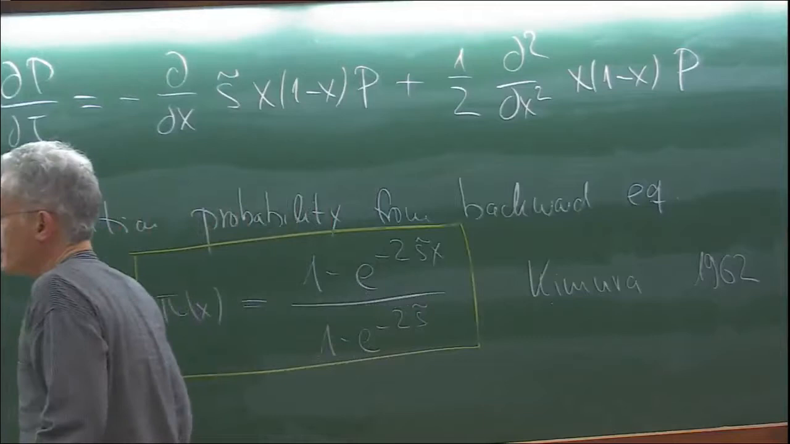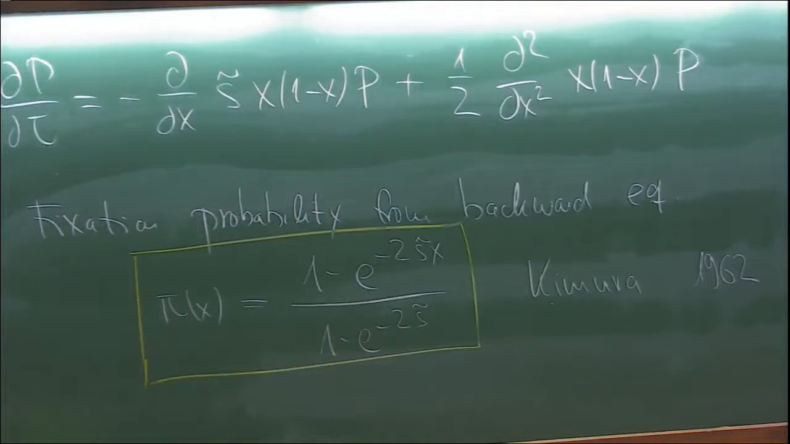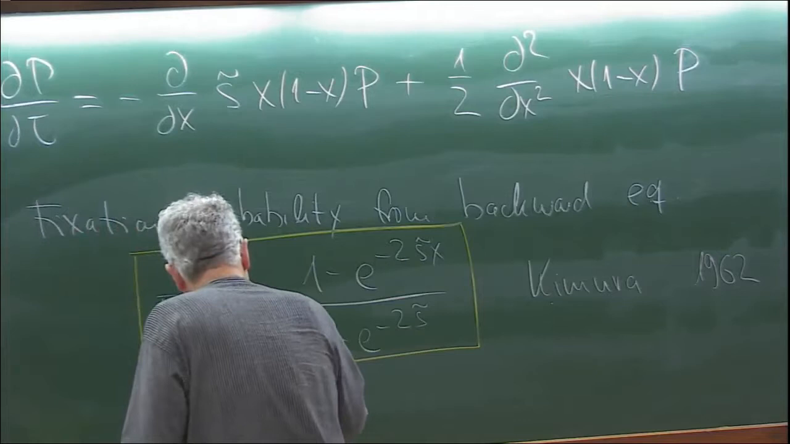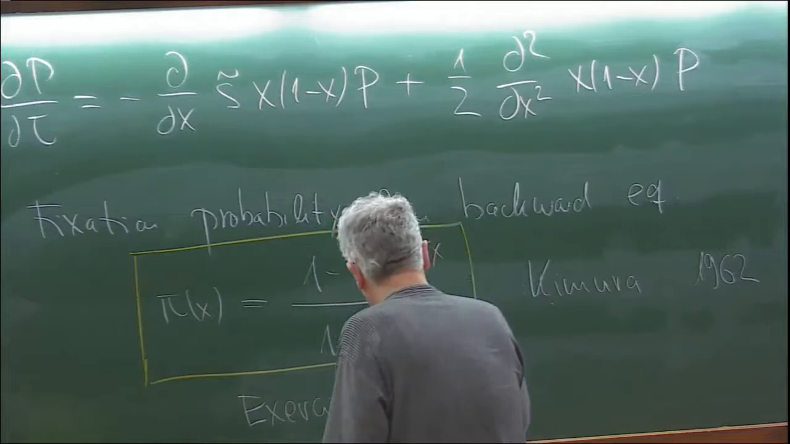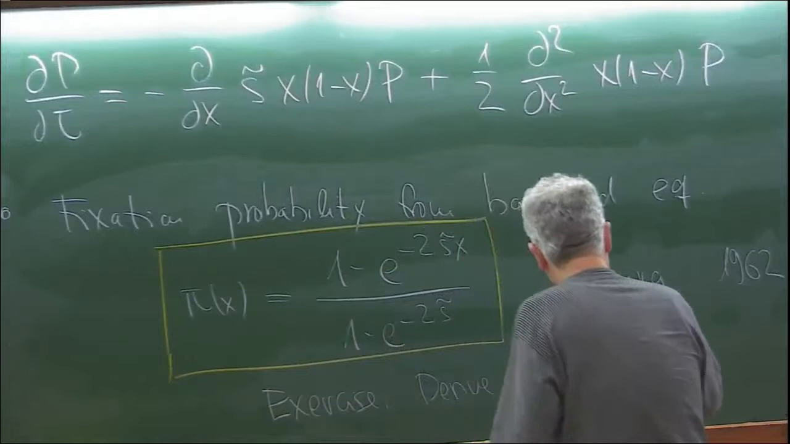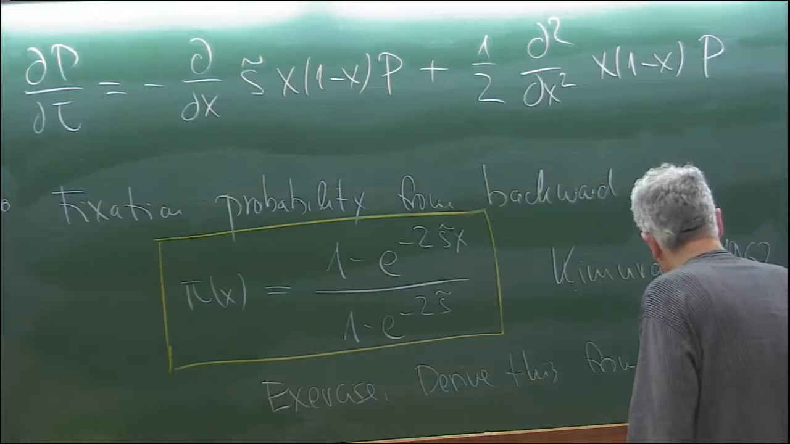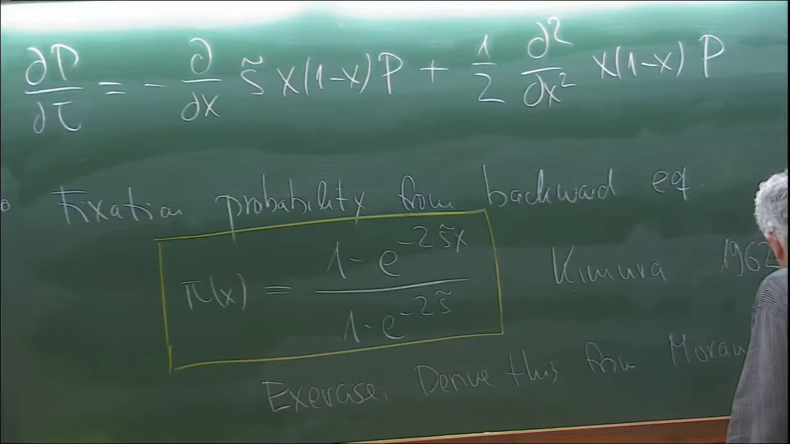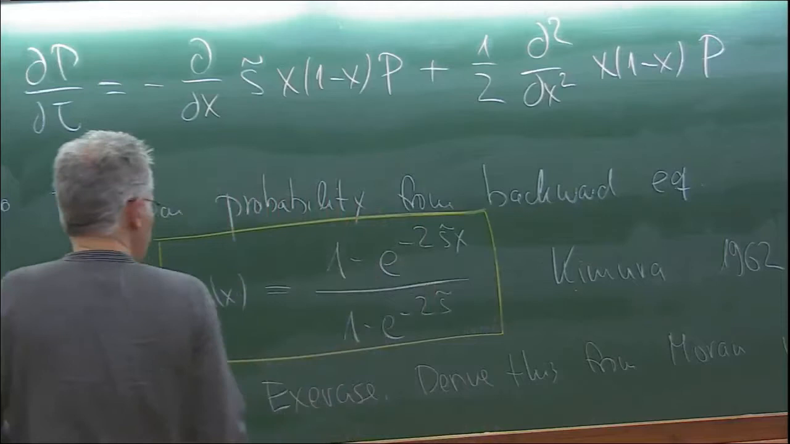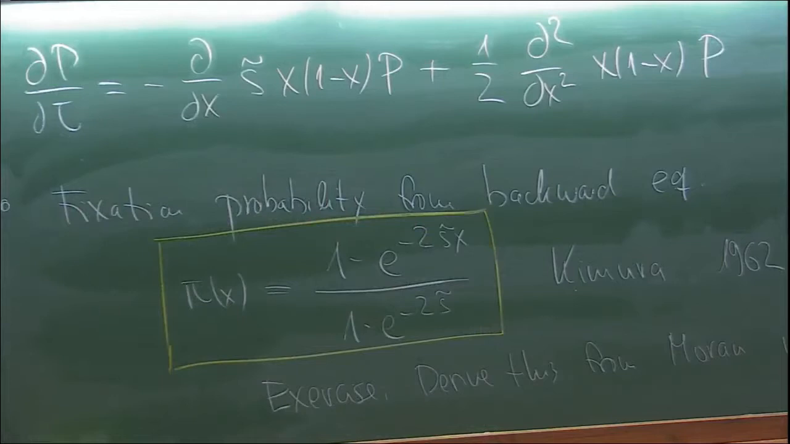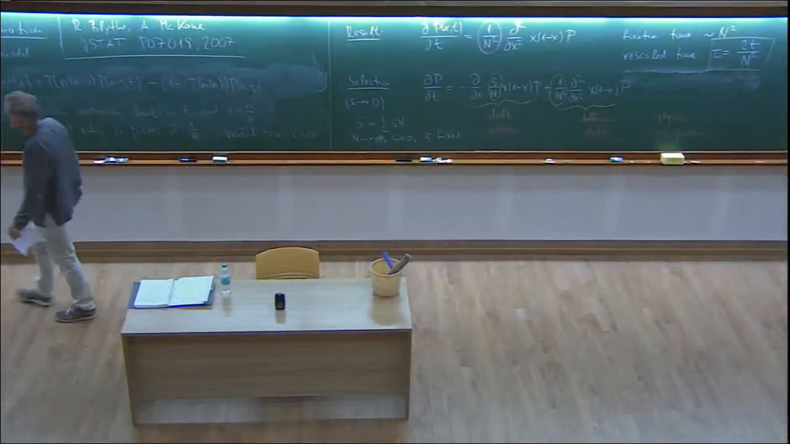An easy exercise that you can do is to check that this expression reduces to that in the appropriate limit. So, exercise: derive this from the Moran model result. But it has the same general features. If you recall that S tilde is actually S times N, then you can see that in the large N limit, it has essentially the same properties as the Moran fixation probability, which I discussed here. Okay?